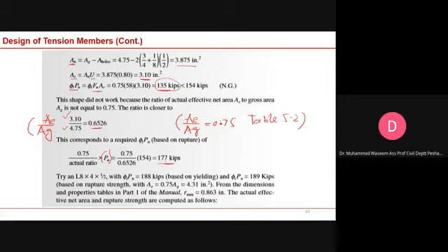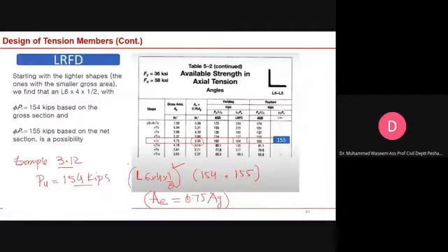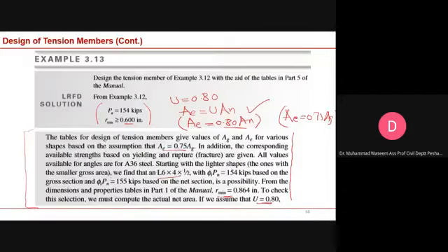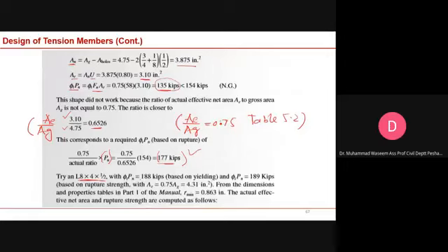Now you have to select a shape for this new demand. You enter the table and see whether this member is there. Let's see, is it there? No, it is not there. You have to look in the manual. If you go there and select, for yielding the capacity is 188, and for rupture it is 189.